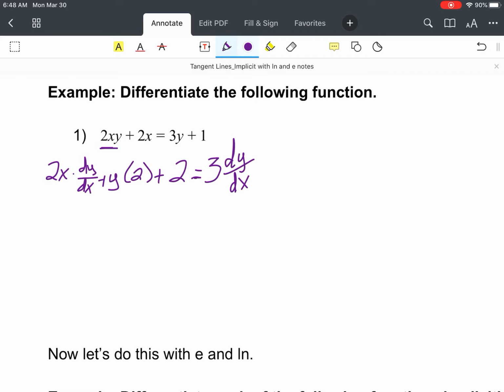So you start by taking a derivative. Now what you're going to do is get everything with a dy/dx to the left side, and everything without a dy/dx to the right side. So this 2x dy/dx is going to stay. I'm going to bring over a negative 3 dy/dx. And that's going to equal, I'm going to subtract over the 2y and subtract over the 2.